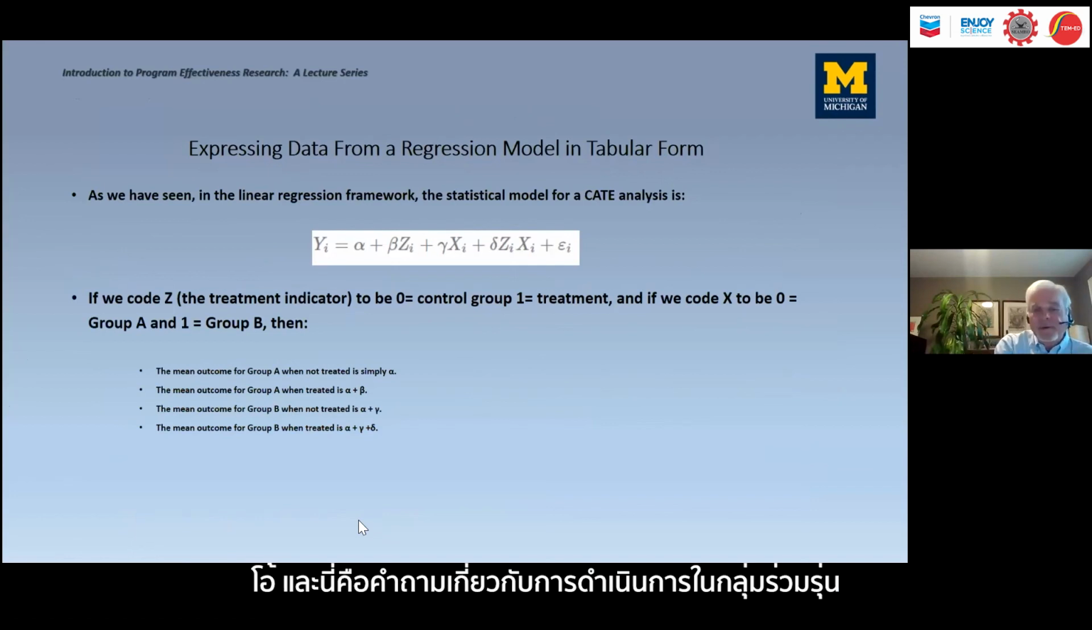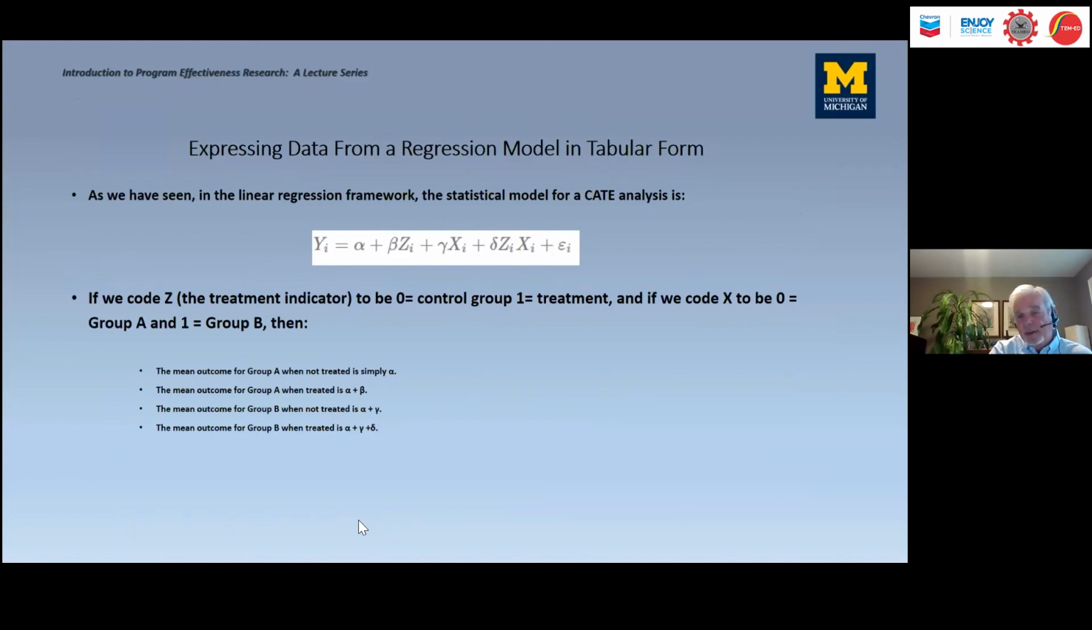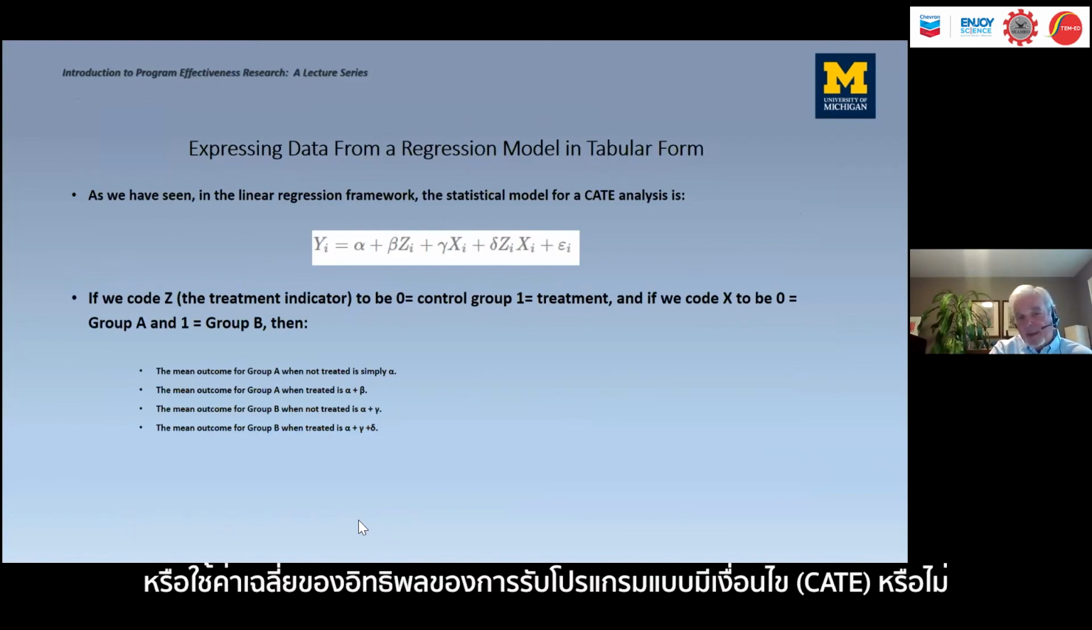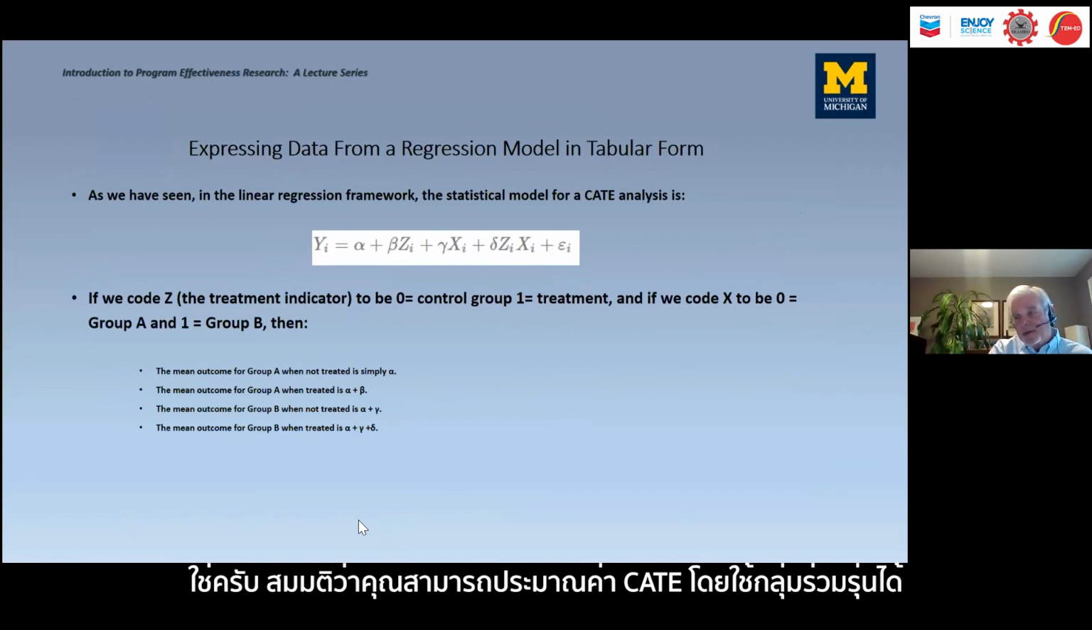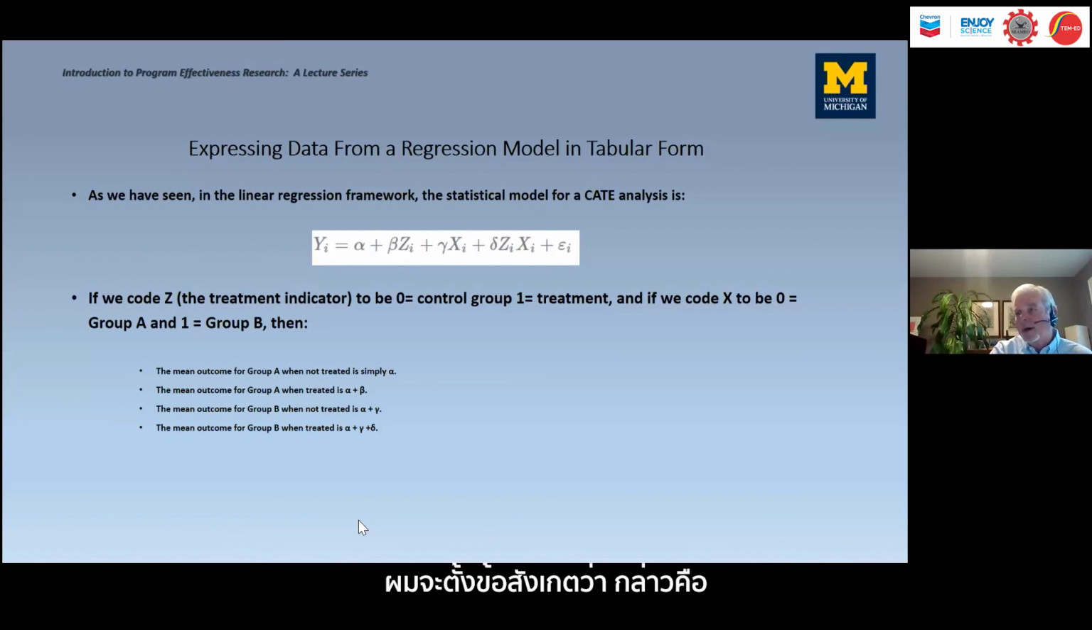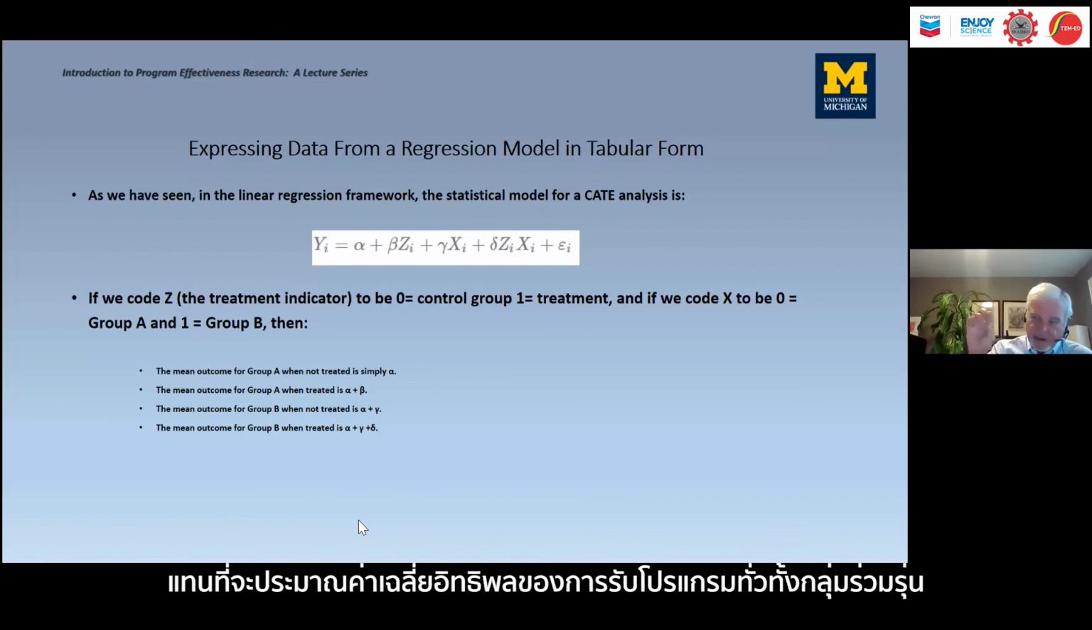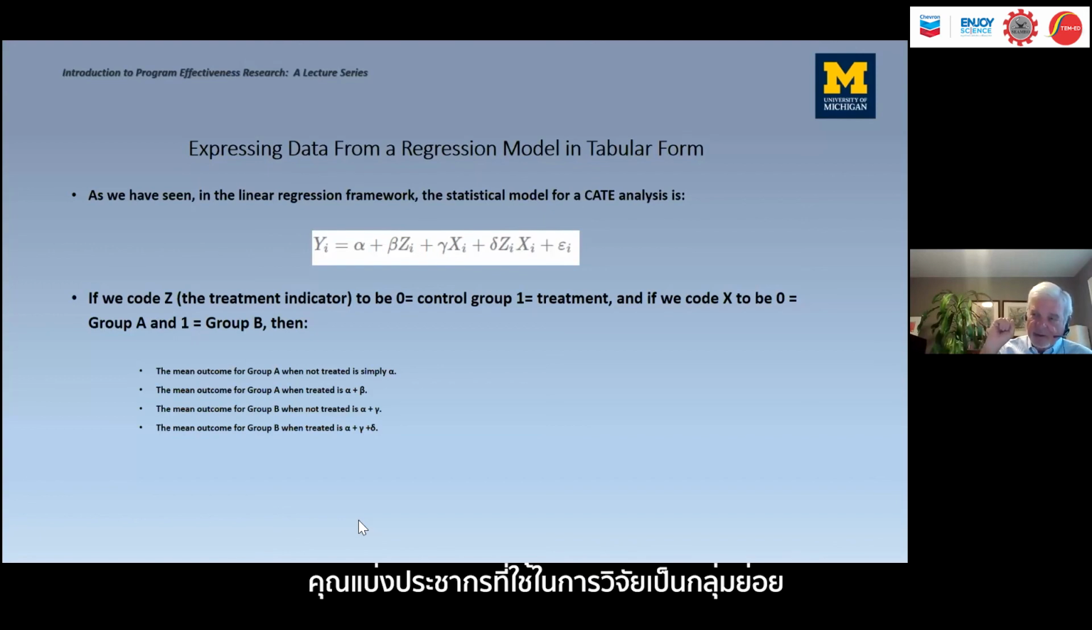Oh, so here's the question about cohort implementation and whether we should do CATEs for that. Yeah, I suppose that you could estimate CATEs by cohort. I would note that is, instead of estimating the average treatment effect across all cohorts, you break the study population into subgroups composed of different cohorts.